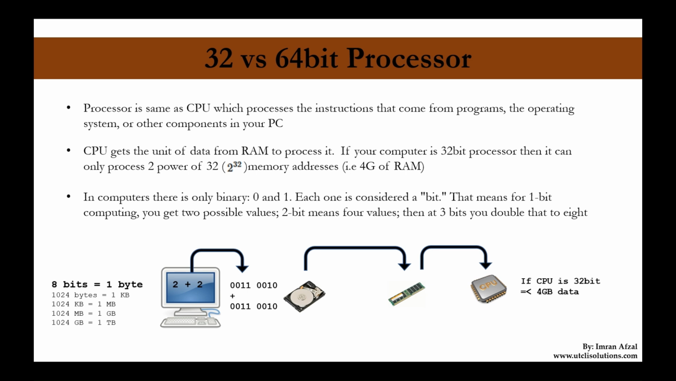Now, if your CPU is 32-bit, then the memory cannot let the CPU process anything more than 4 gig. It has to be equal to or less than 4 gig of data. That's what really a 32 versus 64-bit processor is.